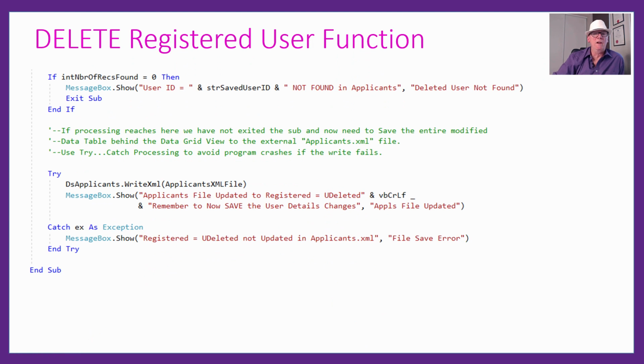And then if we didn't find any records, we need to tell them that it wasn't found in the applicants, so deleted user not found. So that's going to be weird. Something's wrong with our system if that happens. And we want to exit out of the subroutine. But if we haven't exited out of the subroutine because everything was fine, then we can just write it out and update the applicants XML file and give them a message that we've updated that person that was deleted. We've put their application to now say UDeleted for the status, so we know the user's deleted.